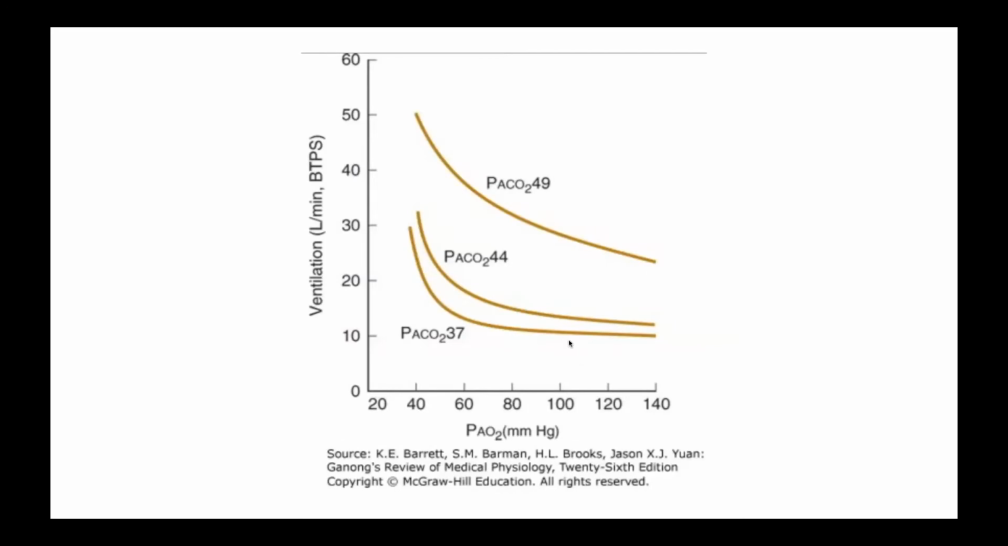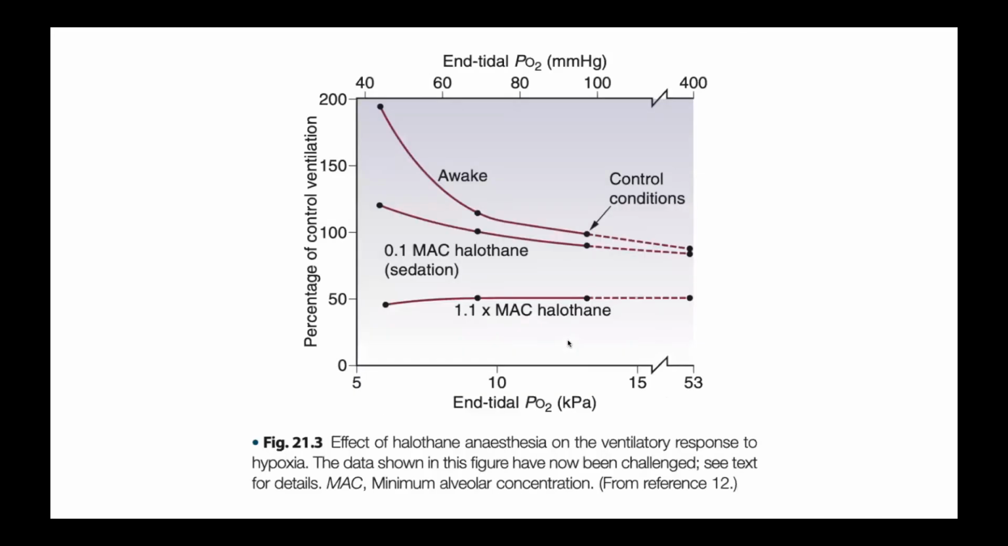This is the same diagram from Ganong's, and this diagram here describes the influence of anesthetic on this oxygen minute ventilation response curve. And what you can see is that as you increase the MAC, the curve starts to flatten. So 0.1 MAC produces a 50 to 70% depression of the response to hypoxemia, and 1.1 MAC causes 100% depression of the response.